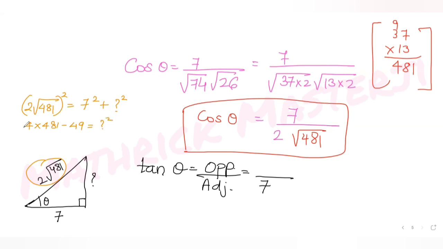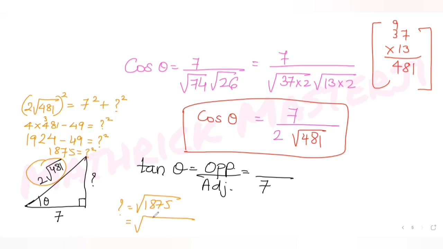481 into 4 gives you, 4 eights is 32, 3, and 4 fours is 16, 1924. Minus 49 is question mark square. So 1924 minus 49, I get 1875. So I get the question mark squared is 1875. So question mark in this case becomes square root of that.